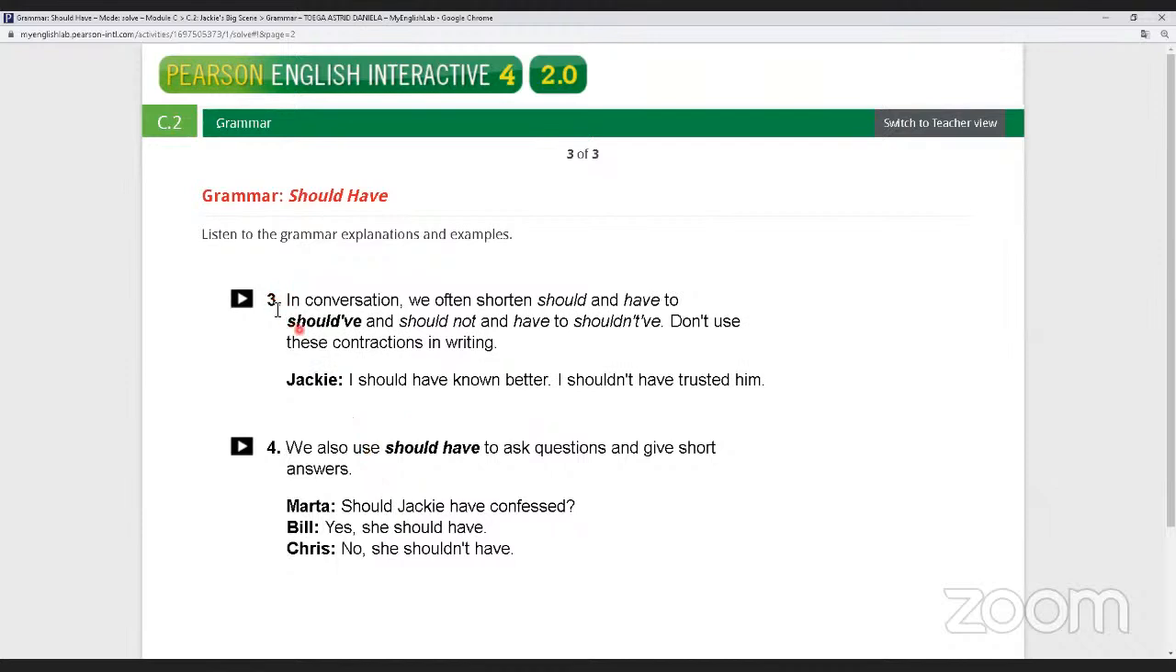Okay, so we're going to continue with point number 3. We're at the end of the page of the explanation. And we're going to learn how I can use the contraction of this should have. So let's listen. In conversation, we often shorten should have and should not have to shouldn't have. Don't use these contractions in writing.